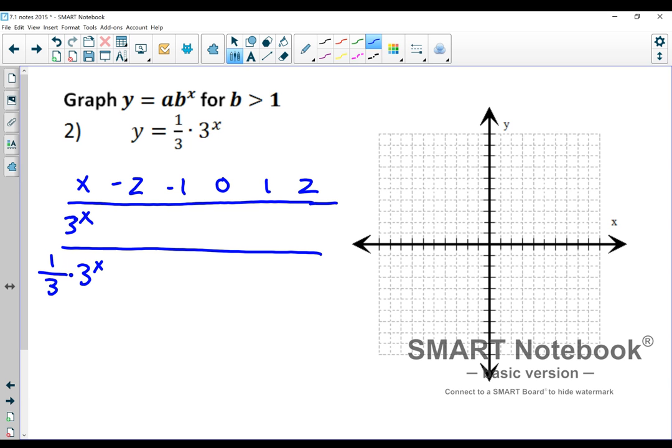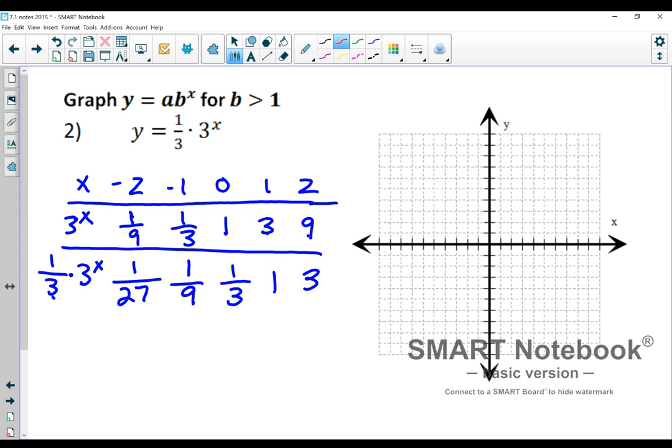And then if I raise 3 to those powers, I'm going to have 1/9, 1/3, 1, 3, and 9. So now I'm going to actually multiply them by 1/3. So 1/3 times 1/9 would be 1/27. 1/3 times 1/3 would be 1/9. 1 times 1/3 would be 1/3. 3 times 1/3 is 1. 9 times 1/3 is 3.